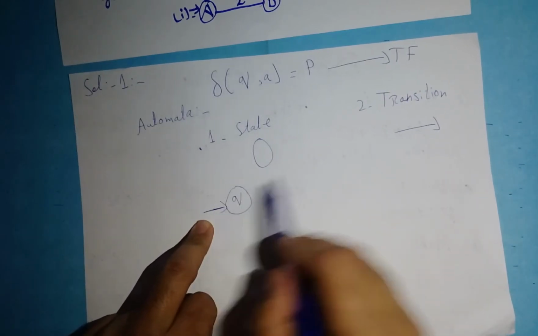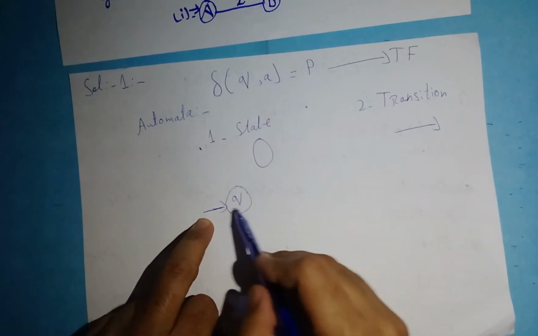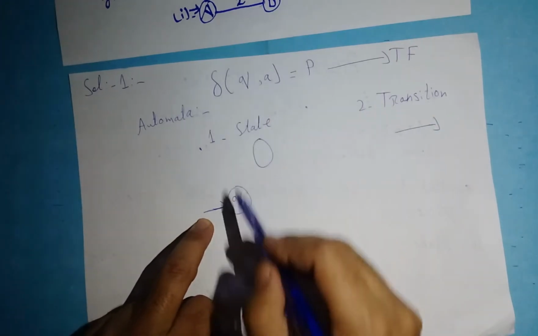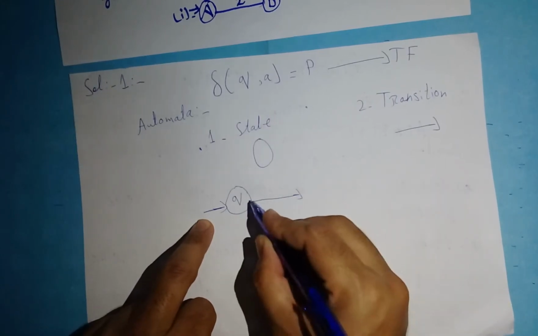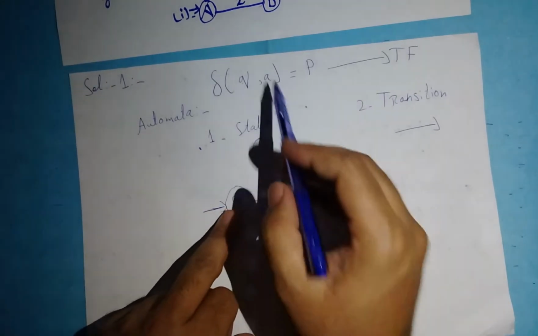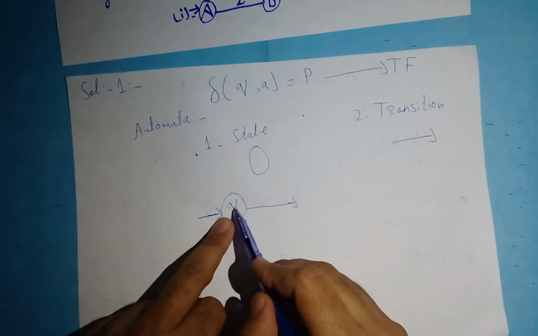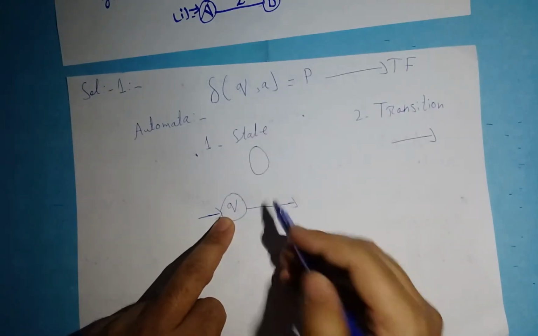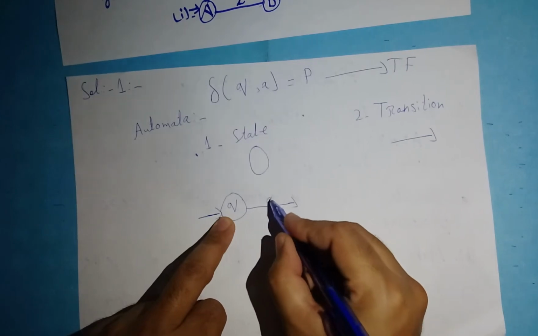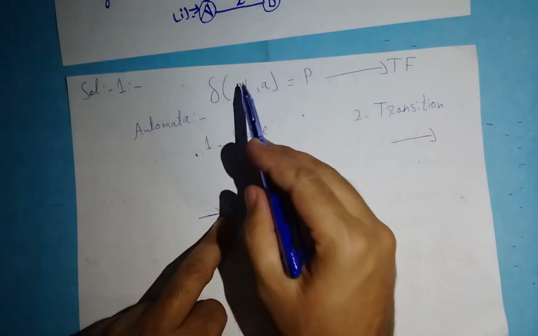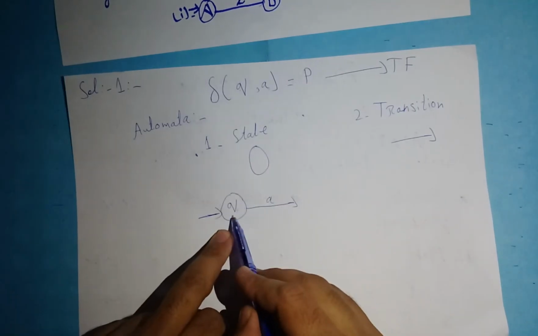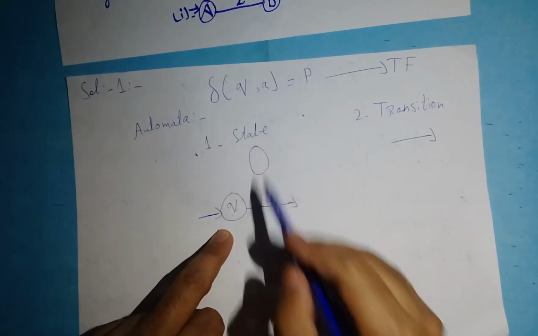I draw the transition, then a circle, and inside the circle I've got the state, and after that again I make the transition. Why? Because now I have to take the input from the state q. The input is going to be a, so this was the a. That's why I was on state q and I took the input a.